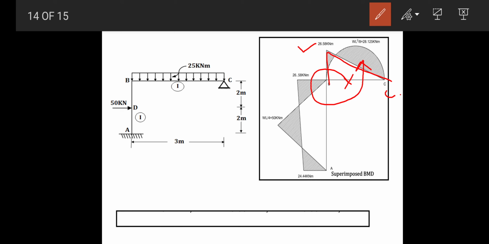Then draw the free bending moment diagram for the loads. Here is a UDL of 25 kilonewton per meter, so the formula is WL square by 8, you have 28.125 kilonewton meter. And for the 50 kilonewton point load, let's draw the free bending moment diagram, WL by 4, in a triangular fashion, you have 50 kilonewton meter. So this is our superimposed bending moment diagram.